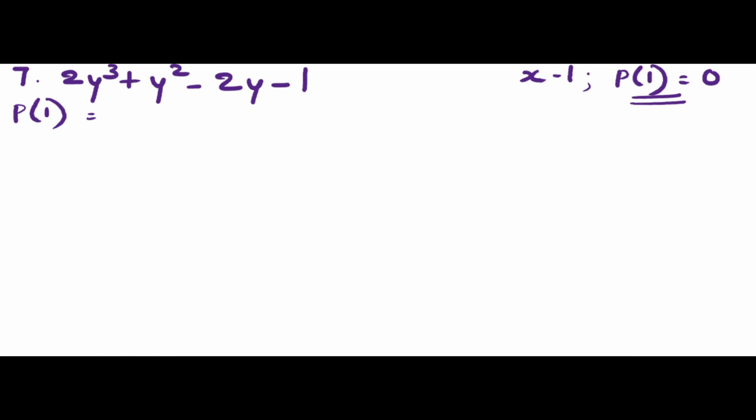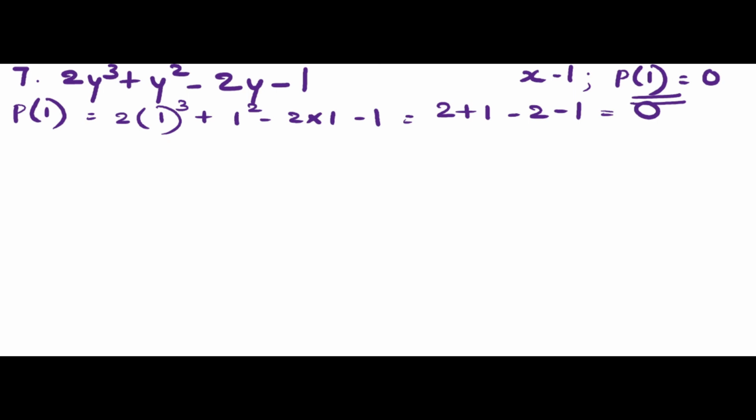So p of 1, first I am considering x minus 1 as a factor of this polynomial. So I am taking p of 1 as 0. I am substituting 1 cube plus 1 square minus 2 into 1 minus 1, that is 2 plus 1 minus 2 minus 1. From this itself it is clear that the value is equal to 0. So I got one factor as x minus 1. x minus 1 is a factor of this polynomial.